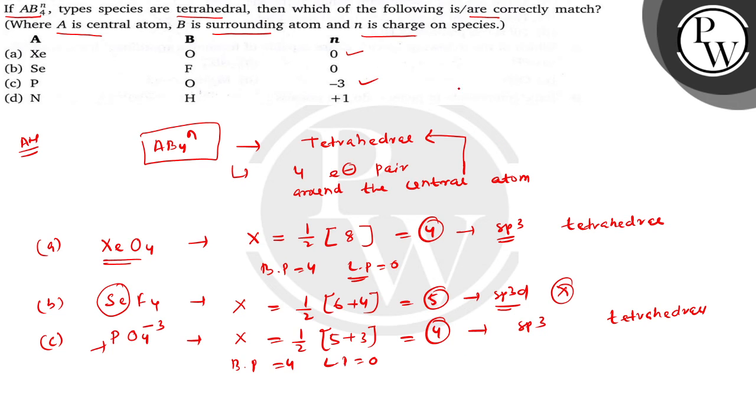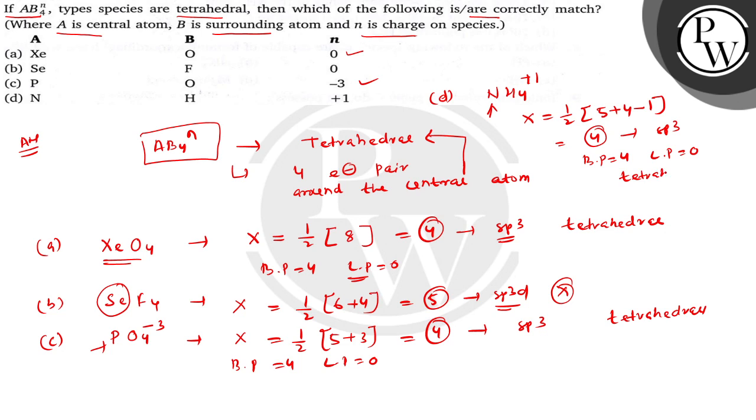In the last case, it is in the case of D. Let's do it here. D has the central atom nitrogen and the bonded atom hydrogen, and it is positively charged +1. Here the central atom is nitrogen, and if you count the electron pair around it, half into the valence shell of nitrogen, which is 5, plus 4 monovalent atoms of hydrogen, minus 1 due to the positive charge. Okay, and it is 4. The 4 electron pairs around the central atom is sp3, and because the bond pair is 4 and there is no lone pair, the geometry is tetrahedral here also. Okay, so according to this it is also a correct matching.